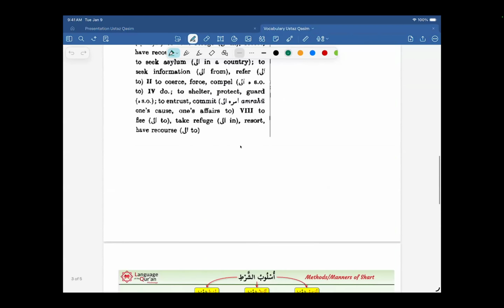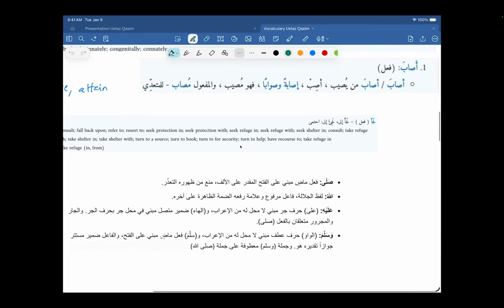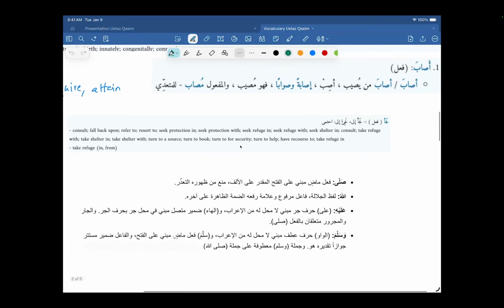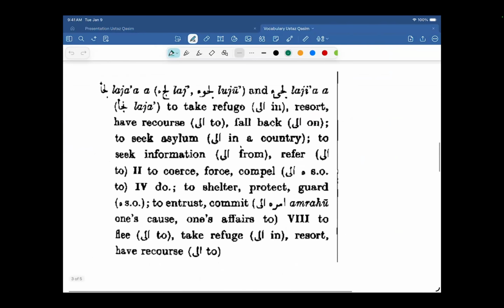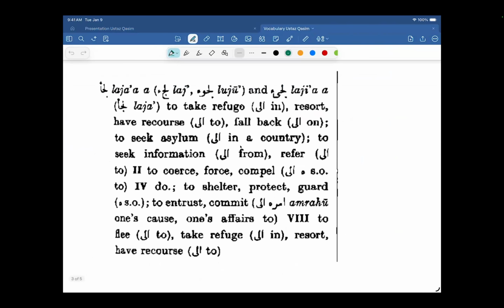There is this page, right here, from Hans Wehr. So the original roots were lam, jim, and hamza, right?